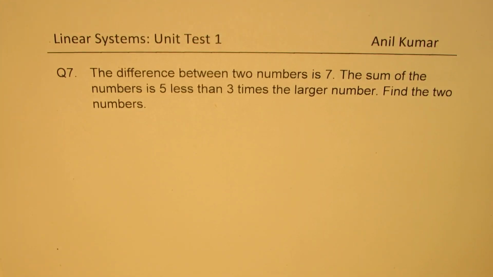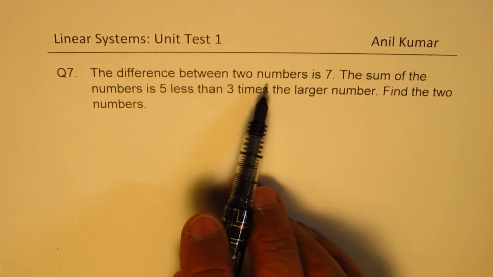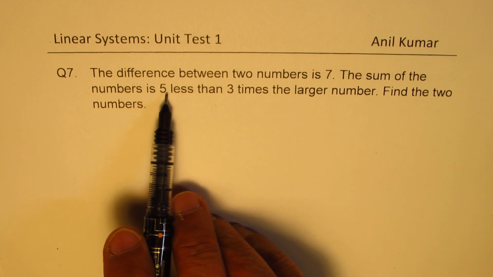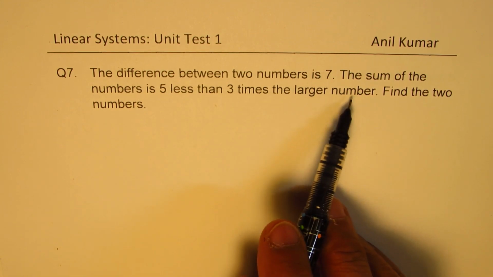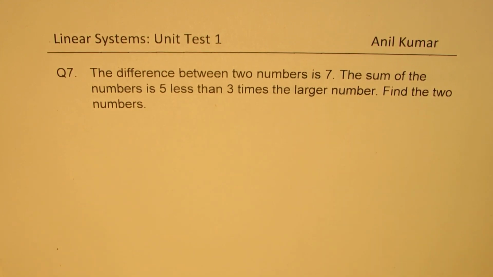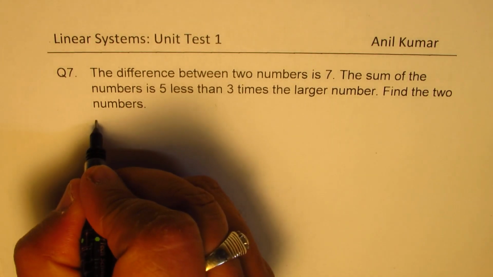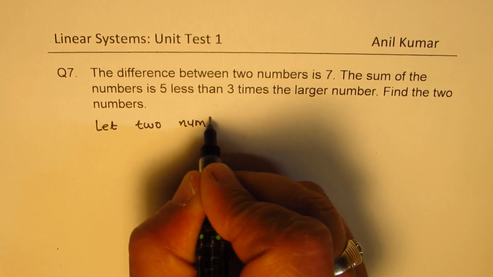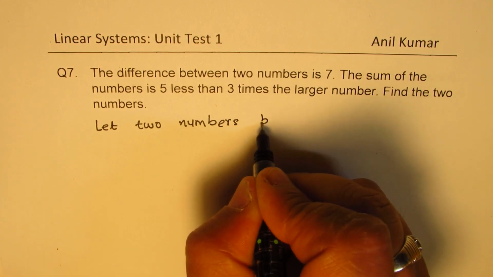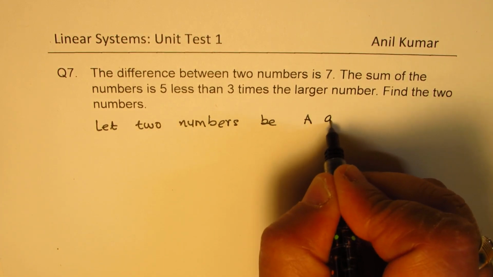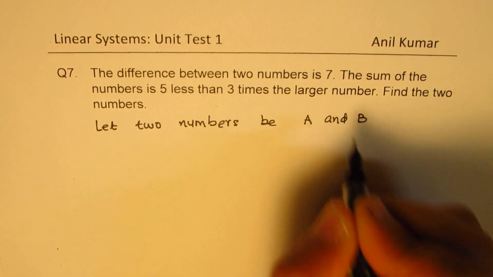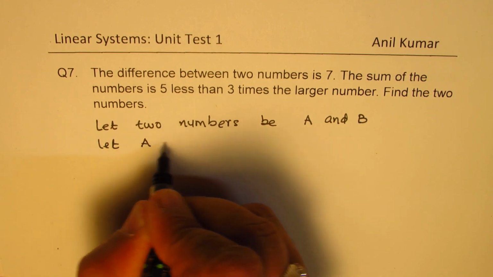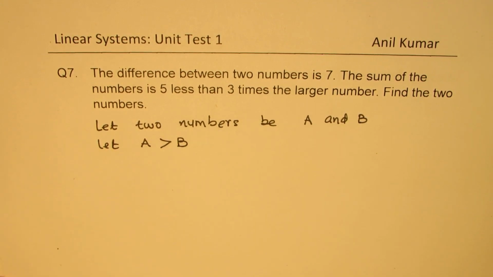Question number 7. The difference between two numbers is 7. The sum of the numbers is 5 less than 3 times the larger number. Find the two numbers. So we have to define two numbers. We say let the two numbers be, let's say A and B, right? So one is smaller, one is larger. So we say let A be greater than B, right? So that means A is larger.